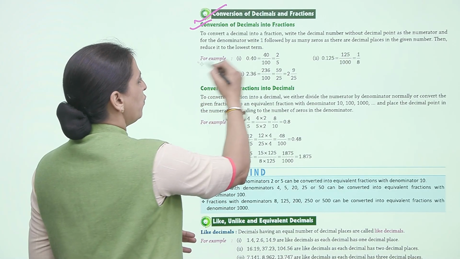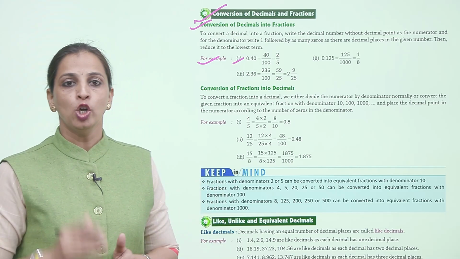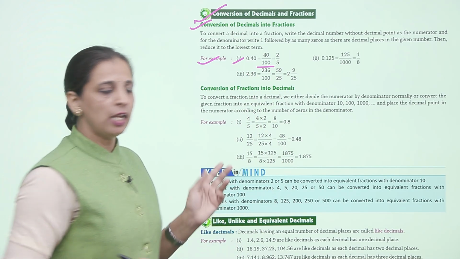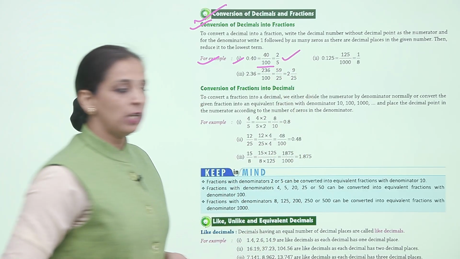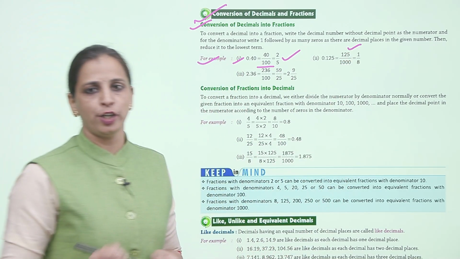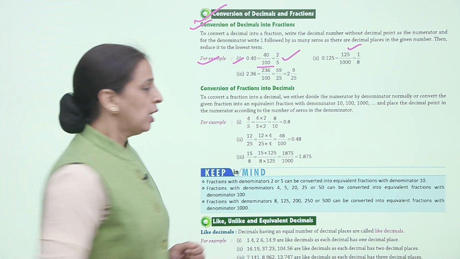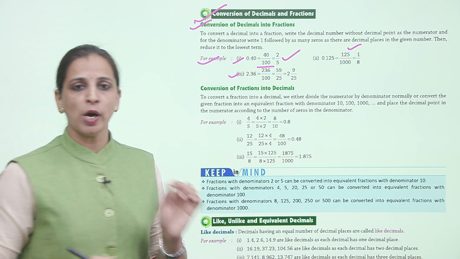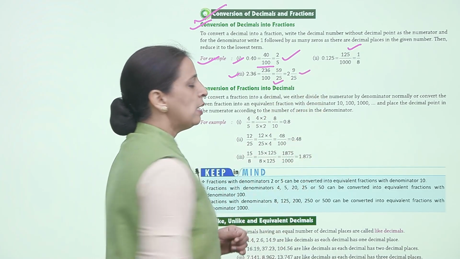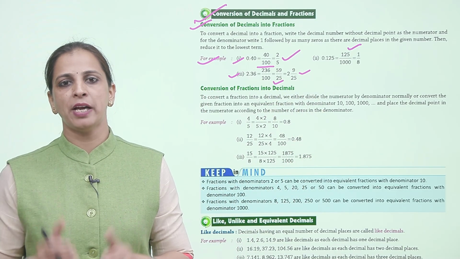For example, first is 0.40. So 40 upon, after the decimal there are 2 digits, so 100, reduce it, that is 2 by 5. 0.125 is 125 upon 1000, reduce it, that is 1 upon 8. Third is 2.36, 236 divided by 100, reduced it is 59 by 25. Converted to a mixed fraction, it is 2 and 9 by 25.